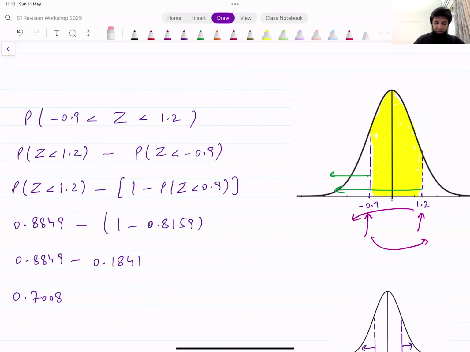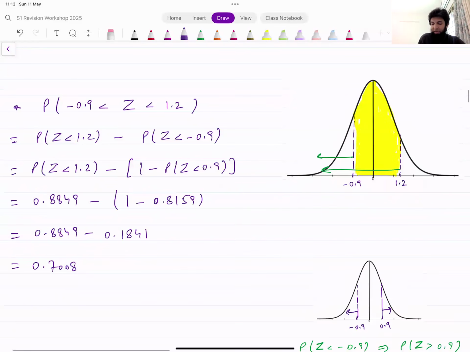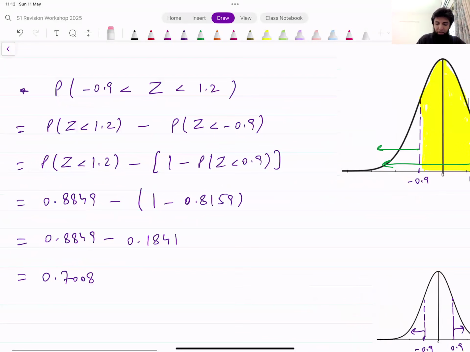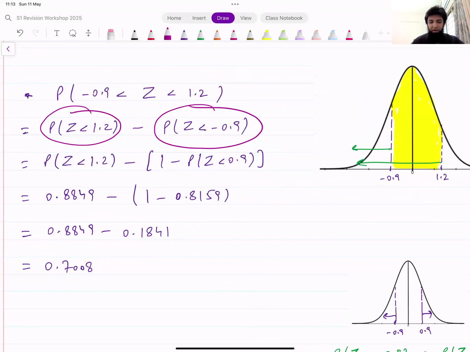So how do we think about this? This is one way of doing this. We say, okay, area between minus 0.9 and 1.2, that's what we're looking for. Let's find the area to the left of 1.2, all of this area. Subtract from that the area to the left of minus 0.9, just like we used to do in the first case that we saw earlier. For a two-sided interval, find the area to the left of 1.2, subtract from that the area to the left of minus 0.9.